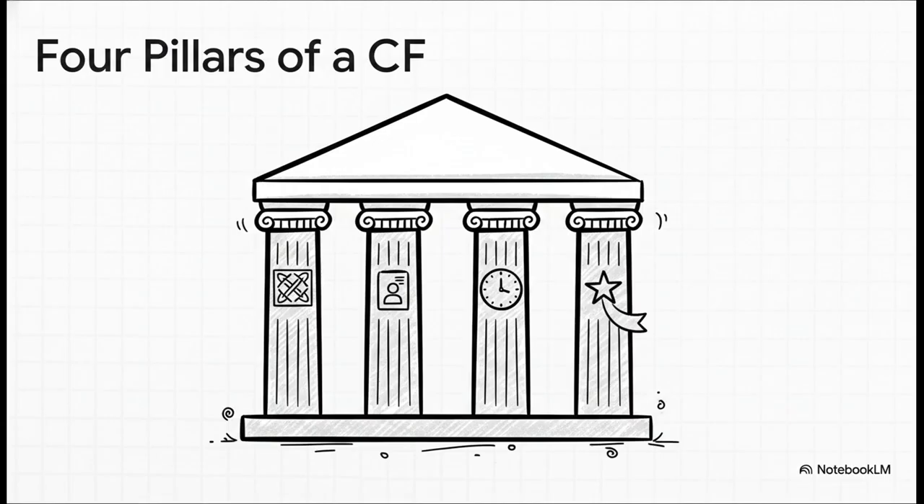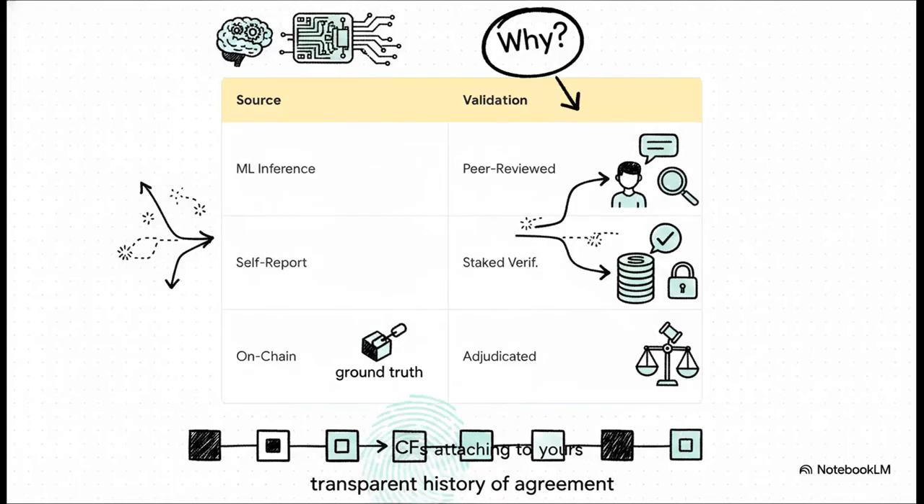Now, what's really interesting about this slide is how Codatta actually measures that trust. Notice how the data is categorized based on where it comes from. Like, is it a human self-reporting, or is it a machine learning inference, or maybe an on-chain ground truth? And then that source is paired with how it's validated, stuff like peer reviews or staked financial verification. This rich metadata is basically a measure of consensus. And again, validators don't mutate your original fingerprint. They just issue their own validation CFs that attach right to yours, creating this perfectly transparent history of agreement.